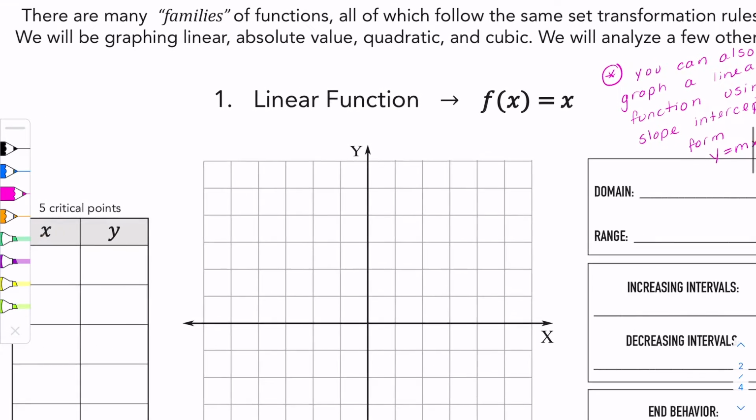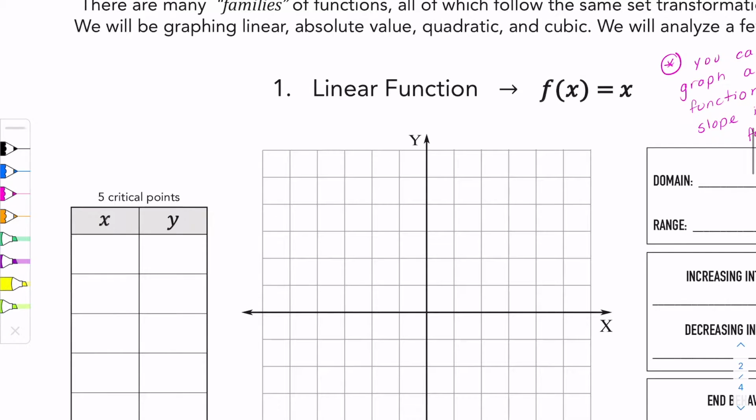Okay, so finding the function values. A linear function is f of x is equal to x, and we're going to test 5 critical points to find some points on the graph. Our 5 critical points are going to start at x value of negative 2, x value negative 1, 0, 1, and 2. So we're evaluating these points in the function f of x is equal to x.